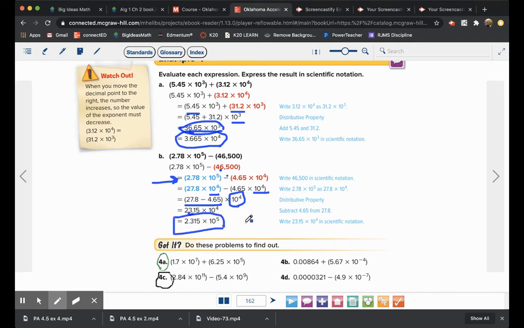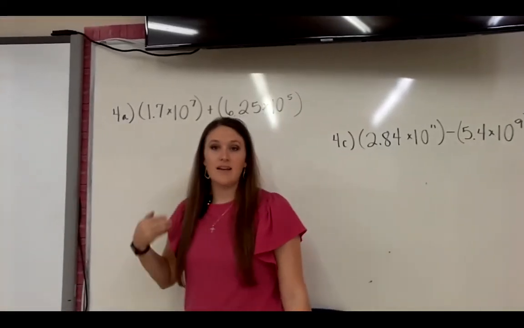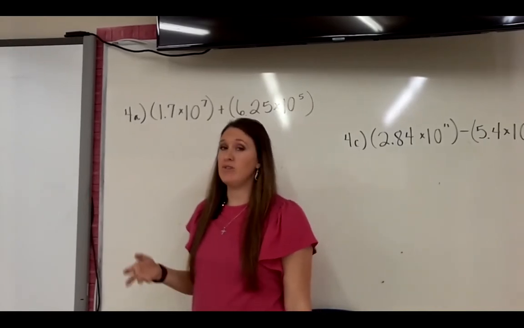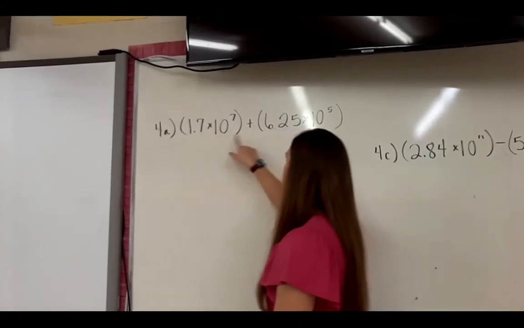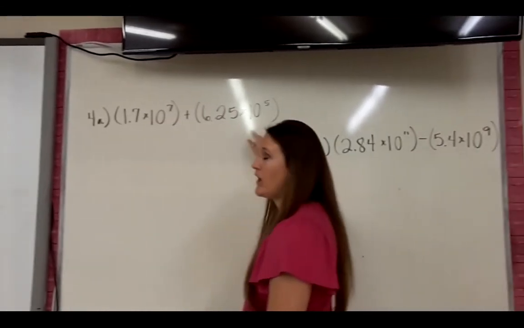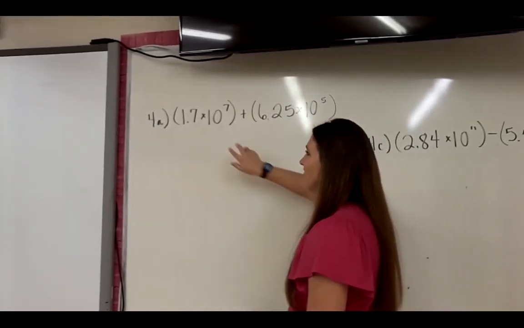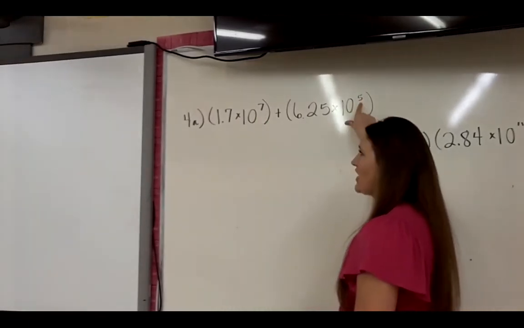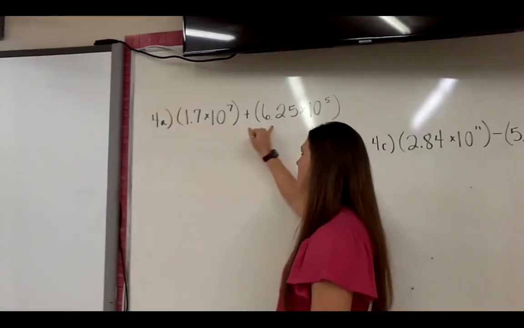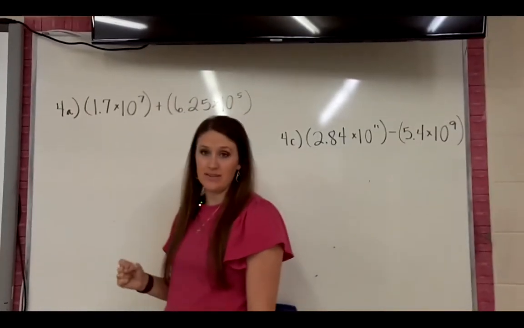Okay, I know this is not so simple, but I want you to pause the video and try 4A and 4C. Then I'll go over them with you. Okay, so like I just said, adding and subtracting tend to be more difficult than multiplying or dividing, because when we're adding with numbers in scientific notation, we have to have the same exponent. So they're both times 10, but here I have 7 and here I have 5. We cannot add these front numbers until those exponents are the same.